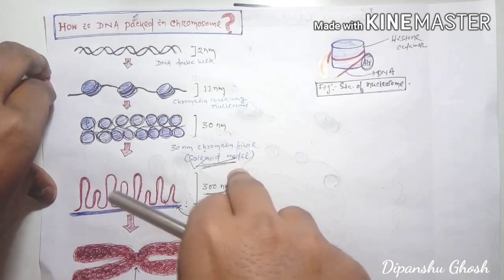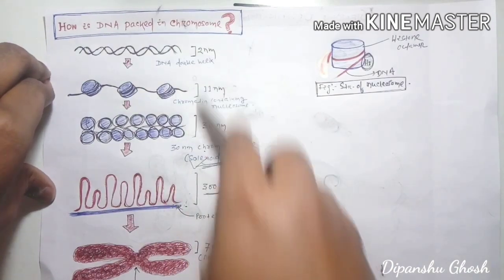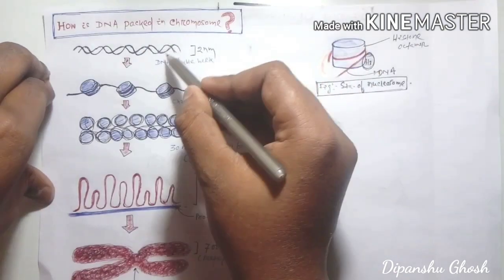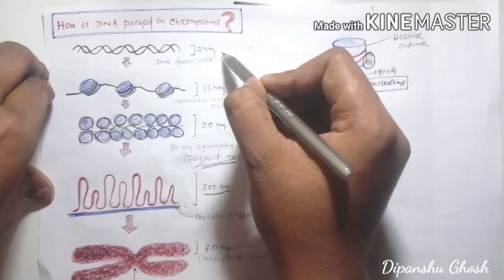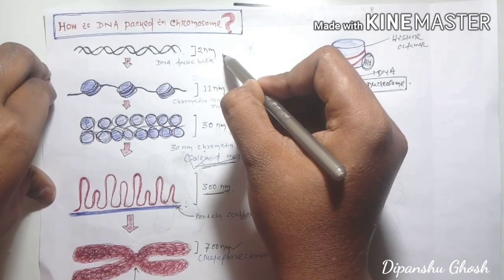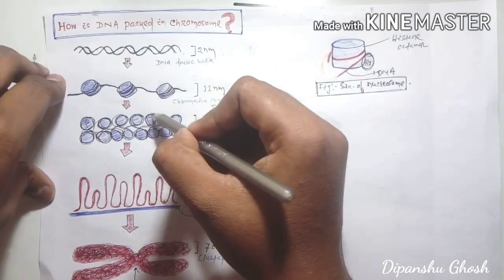Let's summarize these things once again. We have a DNA fiber, a double-stranded DNA helix which has a width of 2 nanometers, right? It is getting condensed.